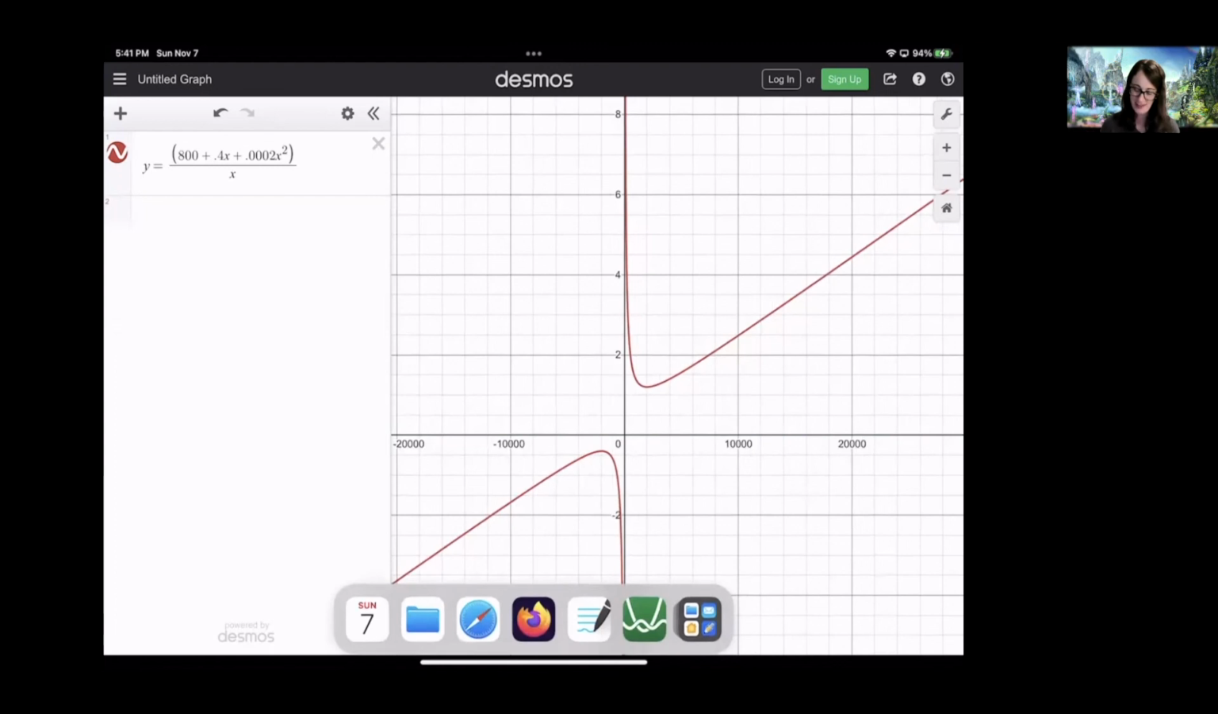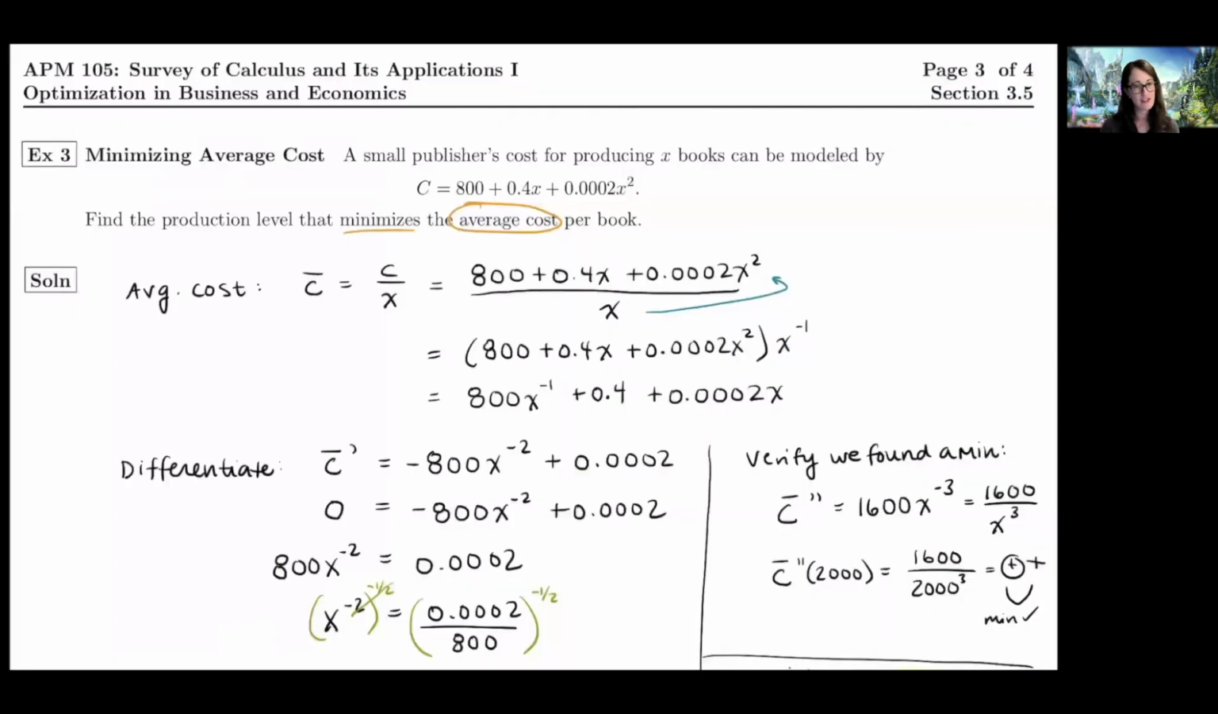And that's an example using minimum average cost. I've got one more example for you if you'd like to check into that. It's a little more complicated.